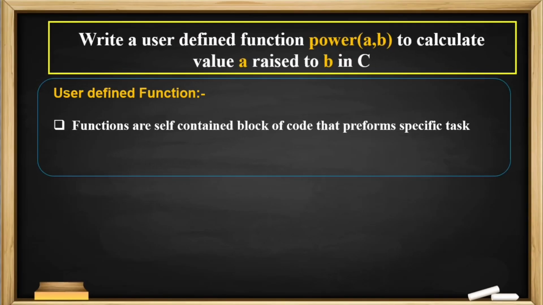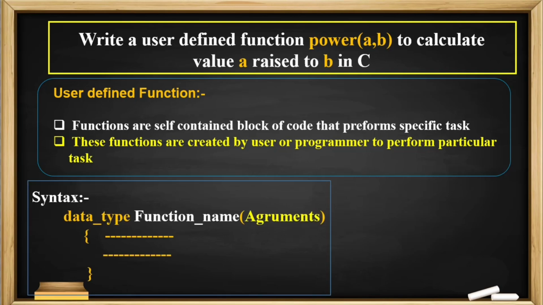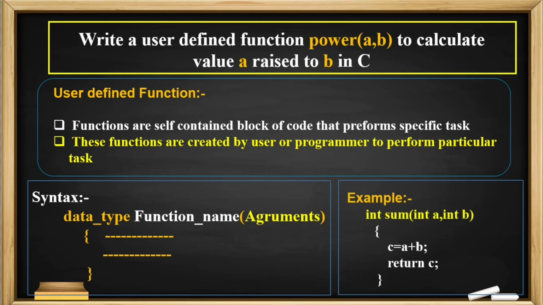A user-defined function is a function written by the user. It contains a self-contained block of code to perform a particular task. Syntax of a user-defined function is as shown: return data type followed by function name and its argument list. Statements in a function are written within curly brackets.